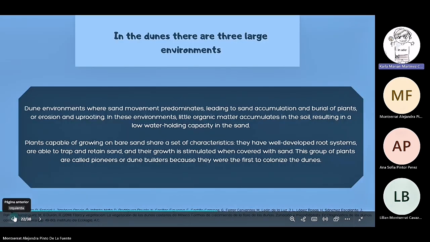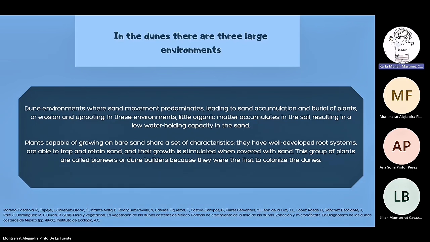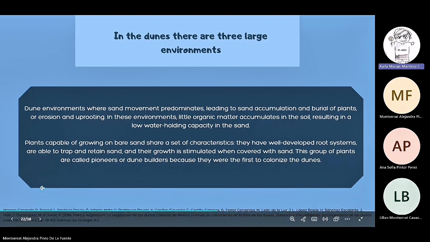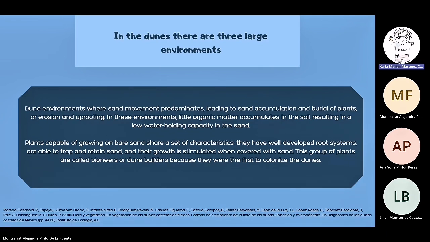Now, in the next part, we have three large environments. Dune environments are where sand movement predominates. Plants get buried in the sand. Plants in this environment are capable of growing on bare sand. They have well-developed root systems, and they are able to retain sand. The growth is stimulated by the sand as well, and they are called pioneers.